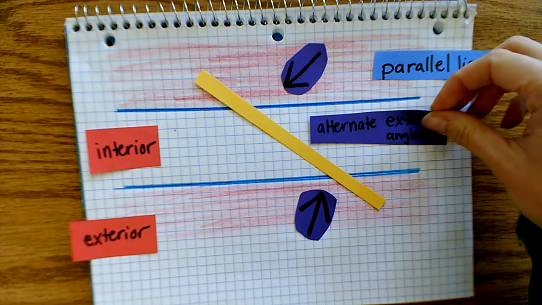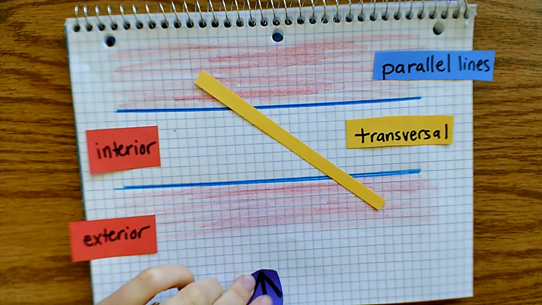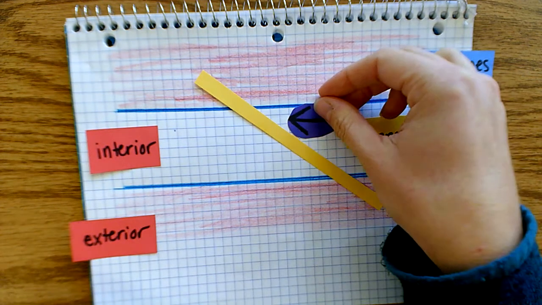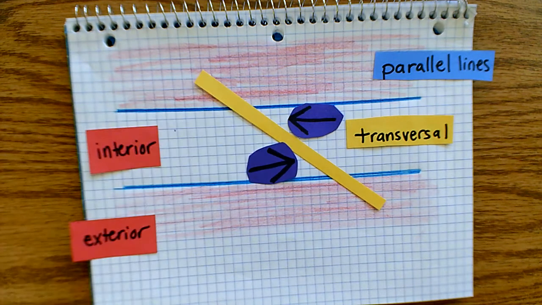Now let's look at a different pair of angles. Let's look here at this one right here and this one right here. Now I'm going to ask you the same questions with this set of angles as well.